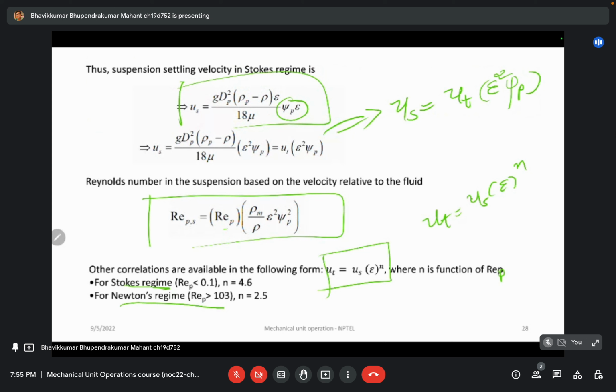This is how you consider the hindered settling, and this is the difference between the equation of the simple free settling velocity and the suspension settling velocity. Simple Reynolds number and suspension based Reynolds number.